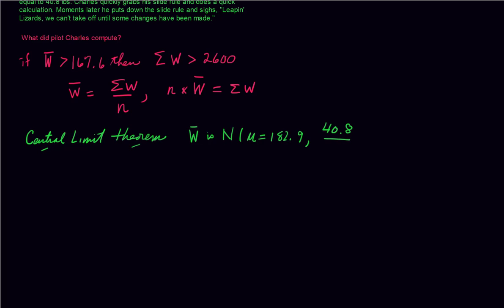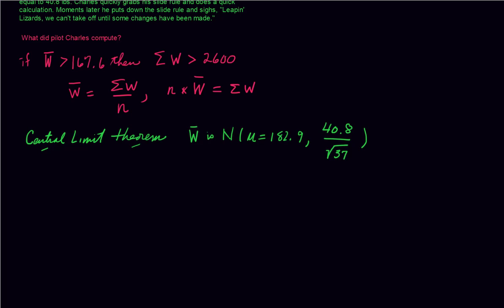but divided by the square root of the sample size. And in this example, we have a sample of size 37. And so to calculate the standard deviation for W bar, we would take the 40.8 and divide by the square root of 37.